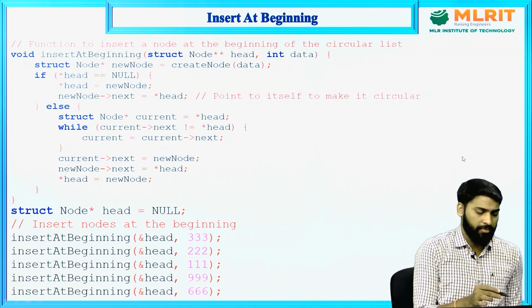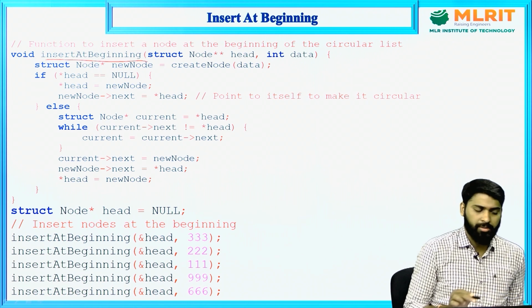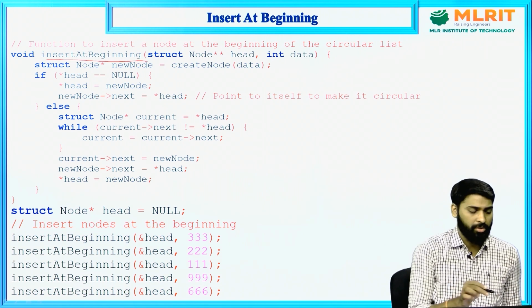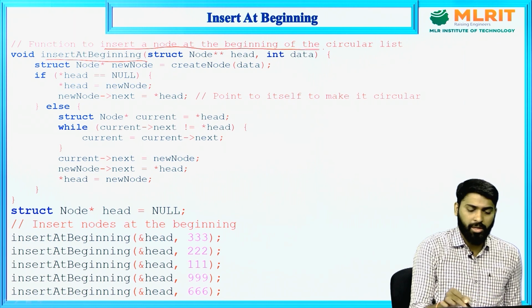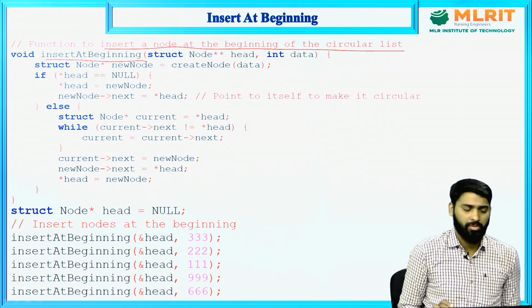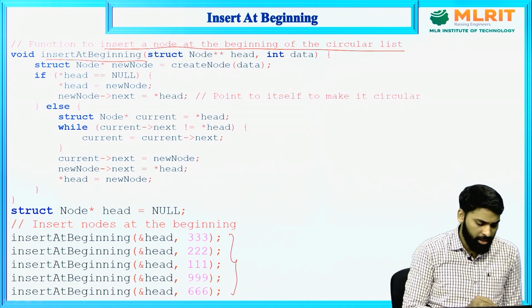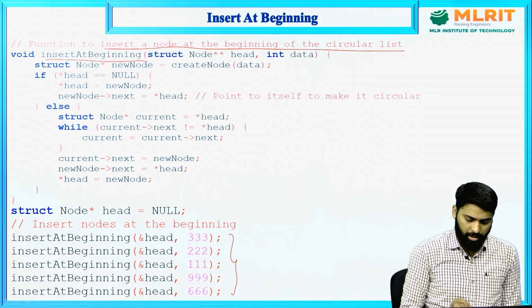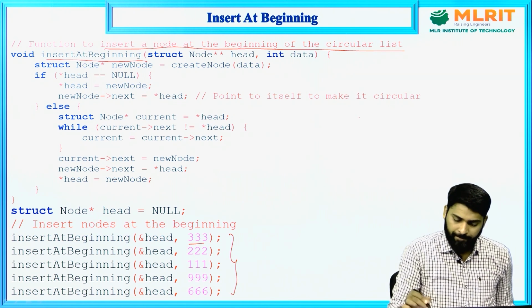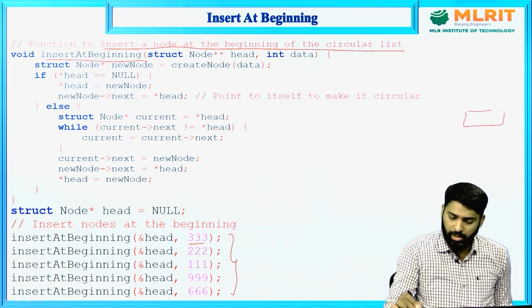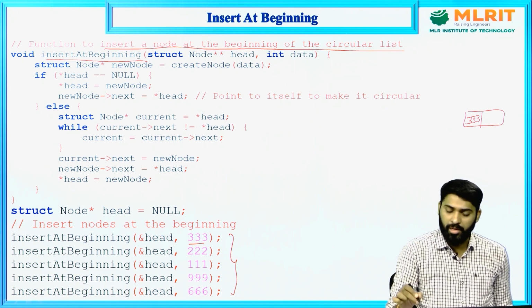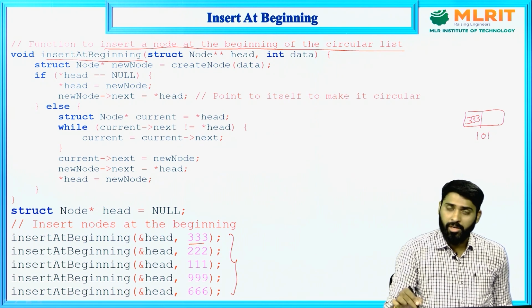This is the function insert at beginning. The purpose of the function is to insert a node at the beginning of the circular list. Here these 5 are the function calls. What is the first function call? Insert at beginning 333. Let us assume this is 333, the circular single linked list. Let us assume the address is 101. What is the first node here? 101. The next node is 101.